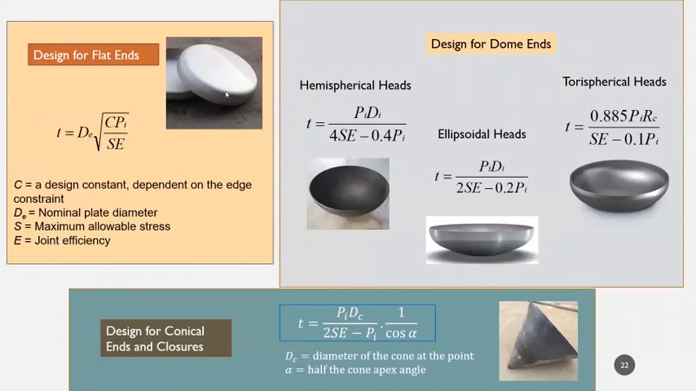Okay, these are the equations to determine the thickness based on the type of the head. So if we have the flat end, you can use this. Okay, we have the effective or the nominal plate diameter. C is the design constant dependent on the edge constraint. Pi is the internal pressure. S is the maximum allowable stress, and E is the joint efficiency. Okay, for the design of the dome end, these are the detailed equations. Rc is the crown radius. Okay, this involves the conical enclosure, so we consider the half cone apex angle here.